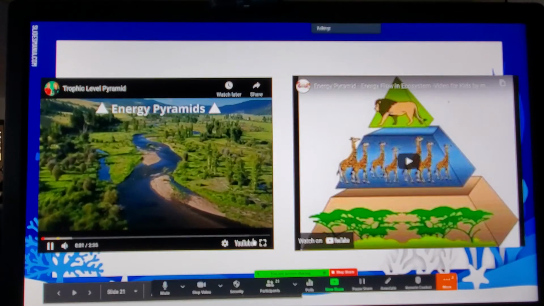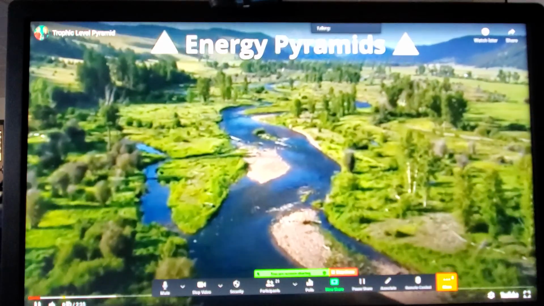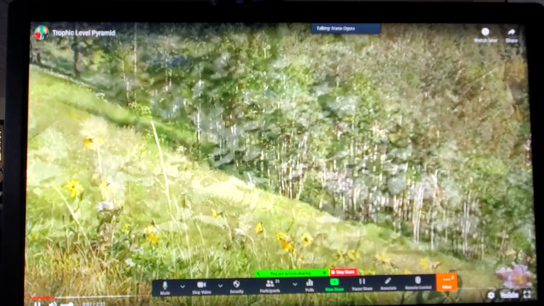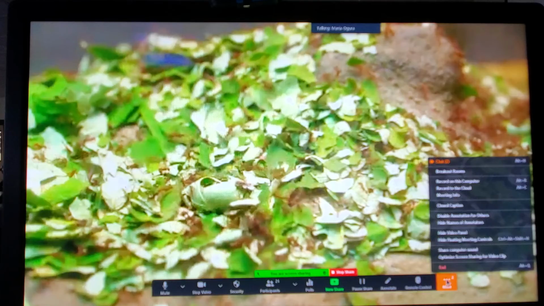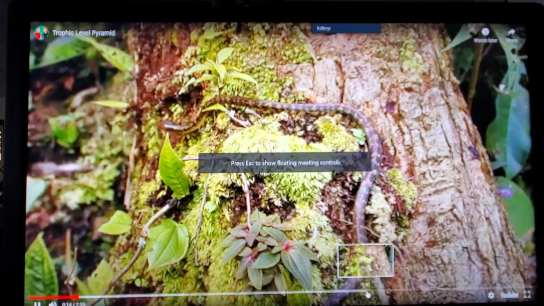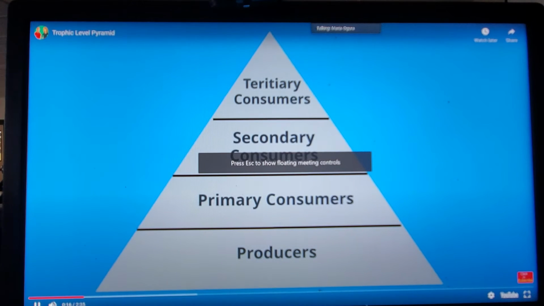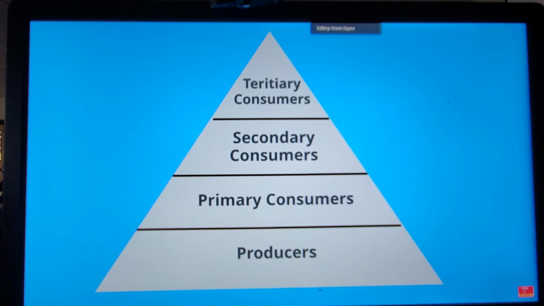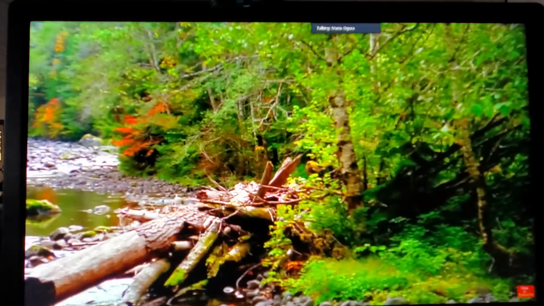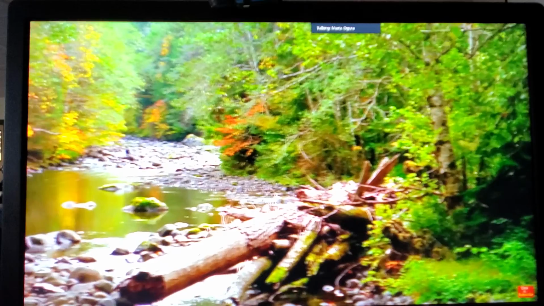Every day in nature, energy is being transferred. Energy from the sun is transferred to these plants. And then insects may receive energy from the plants. And then a snake may receive energy from an insect. An energy pyramid is a display of energy flow in a community. The different levels represent different groups of organisms and where they receive energy. Welcome to Moo Math and Science and Energy Pyramids. Let's take a look at an energy pyramid in a typical ecosystem.